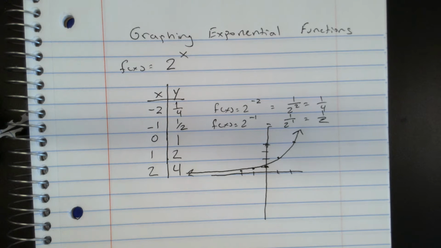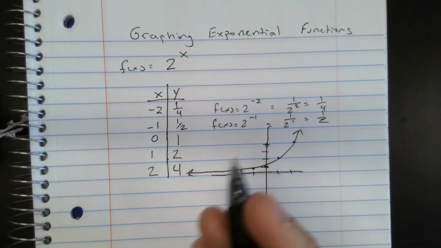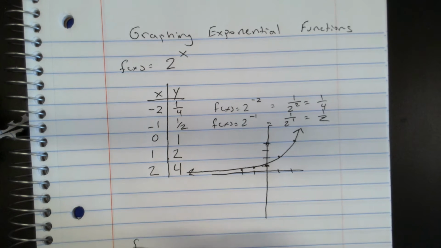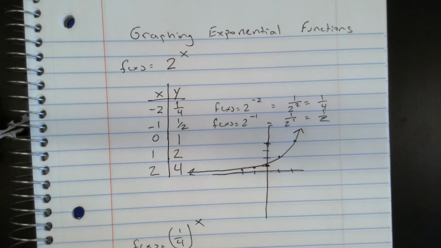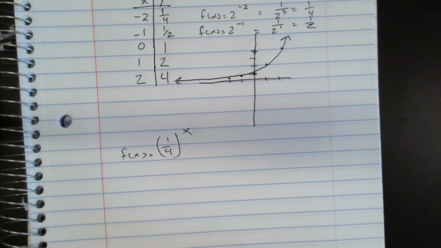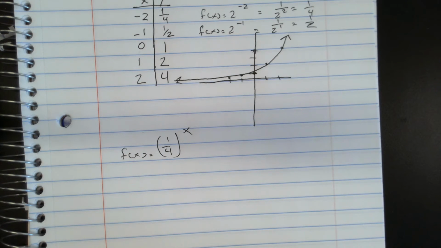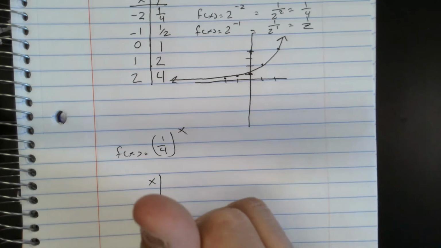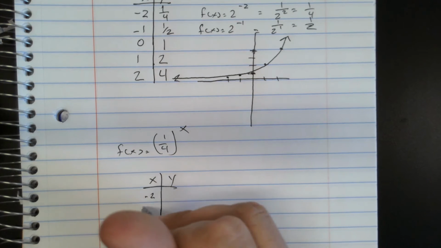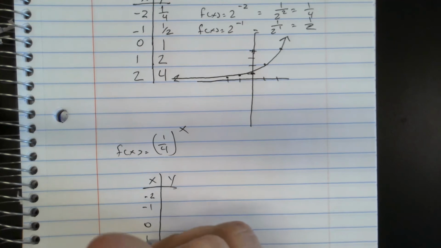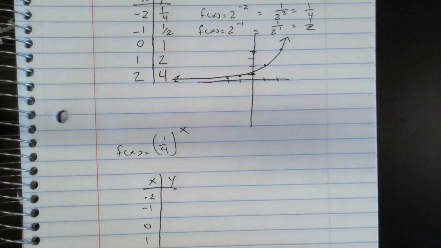Now, you're going to get some that are really weird looking. You're going to have a function that looks like this today. f of x equals (1/4) raised to the x. And you're going to have to punch in those functions. So you're going to have some that may look like that. Nothing changes. If we have our XY table, we're going to have -2, -1, 0, 1, and 2, and you're going to plug them in.